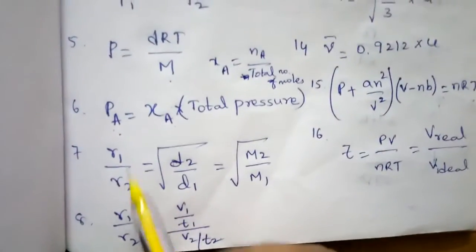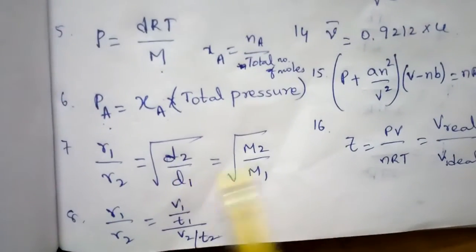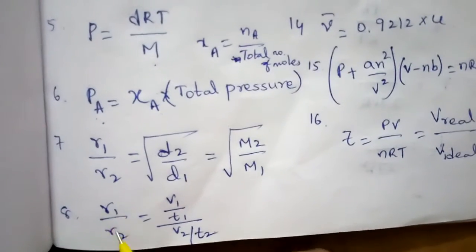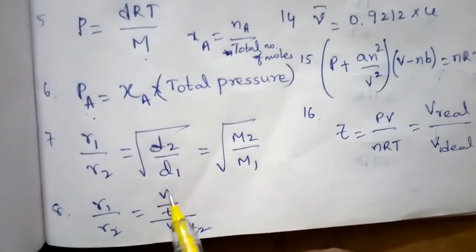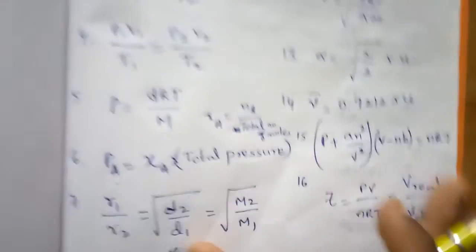And R1 by R2, rates of diffusion, equals square root of density d2 by d1, or else square root of molecular mass M2 by M1, or else rate of diffusion R1 by R2 equals V1 by T1 over V2 by T2, where V stands for volume and T stands for time. These are the 8 formulas. Totally we have up to 25 formulas.